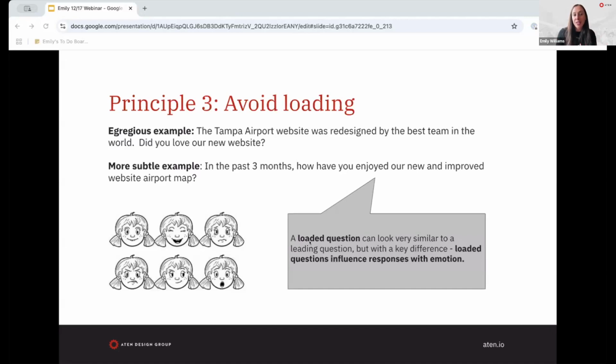I don't see that terribly often on, say, something for a website redesign, but for employee feedback surveys or something like that, often I do, and you want to be really careful. Loading can also be quite subtle, which is why I've included this example. In the past 3 months, how have you enjoyed our new and improved airport map on the website? It might be new and improved for you. You might have worked really hard on it, but priming them to think of it as already new and improved when they might not feel that way is going to unintentionally skew your results.